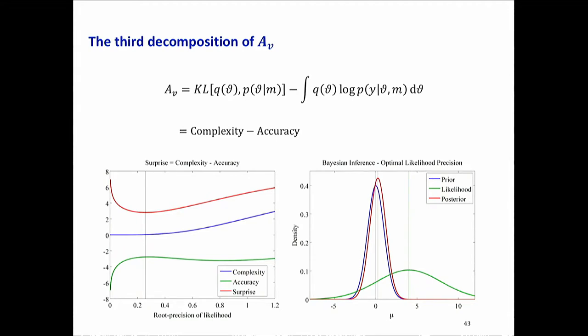And you see how we can increase accuracy here by increasing the precision of the likelihood in this simple Gaussian model, same kind of model we saw everywhere today. So we can increase our accuracy, and this minimizes our surprise. But then at some point, if we increase accuracy further, we get an increase in complexity that makes our surprise look worse. Because we want surprise to be low. We don't want it to rise.